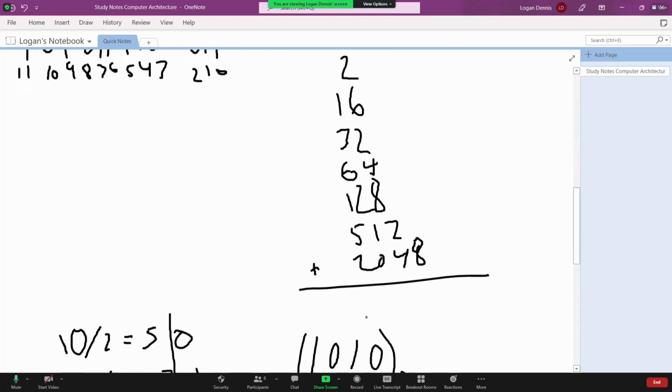Is there anybody that wants to go through and do the divided by 2 method just so you're solid on it, or do you guys understand that already? I think we all understand. I'm pretty good on that one.